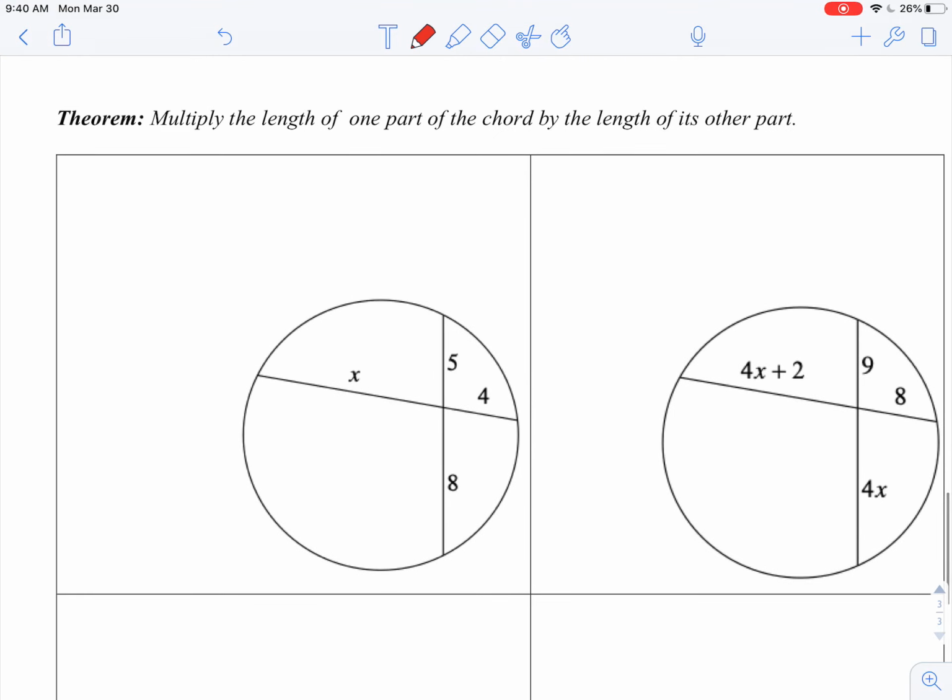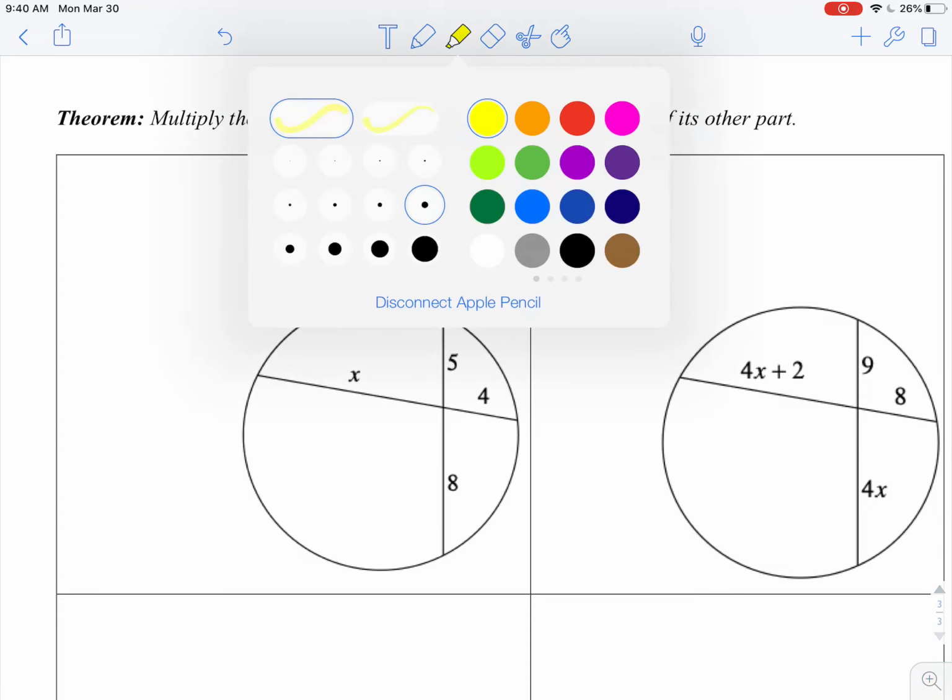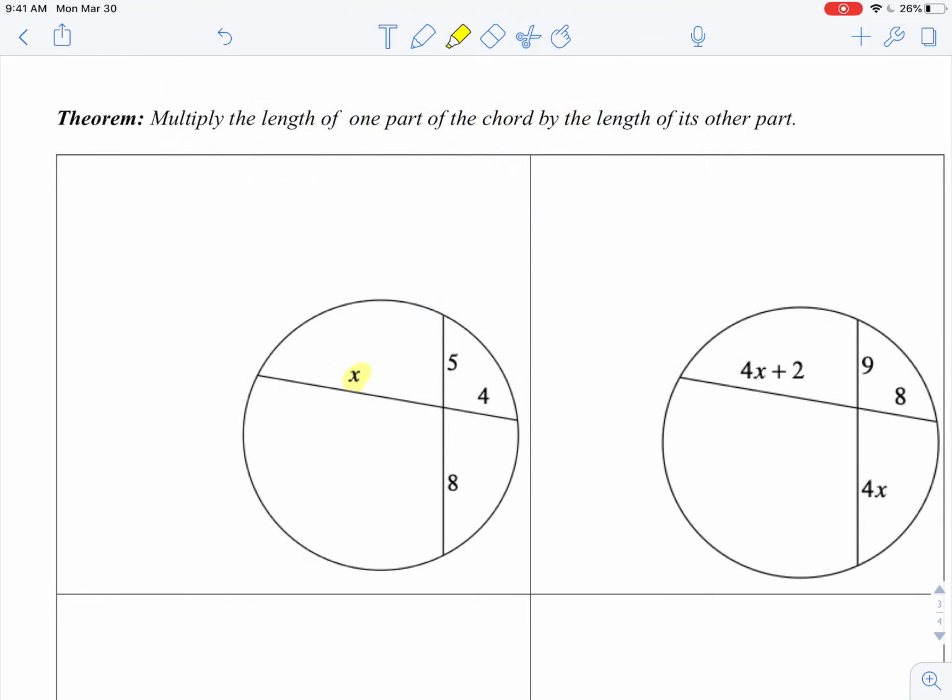All right, and our final theorem, this one's even nicer. If I've got two chords, what I'm going to do is take one part of the chord and just multiply it by the other part. I don't have to add anything here. So I could say x times 4 equals 5 times 8. So 4x equals 40. Or x equals 10.